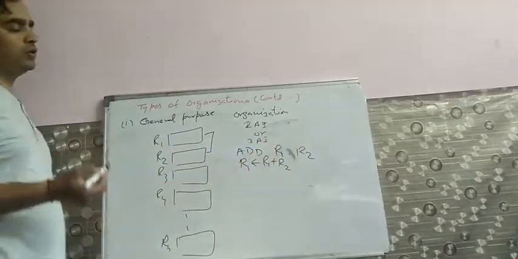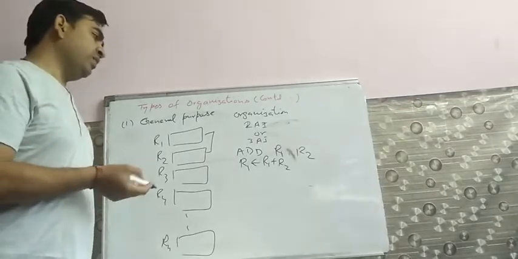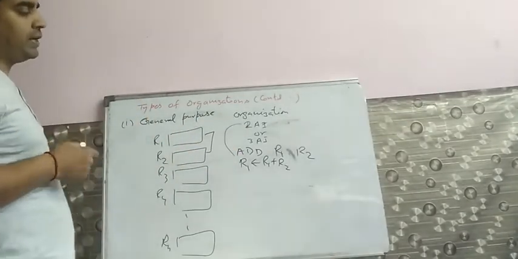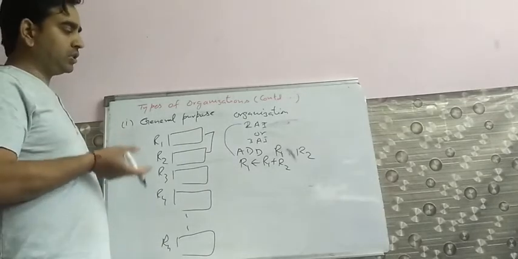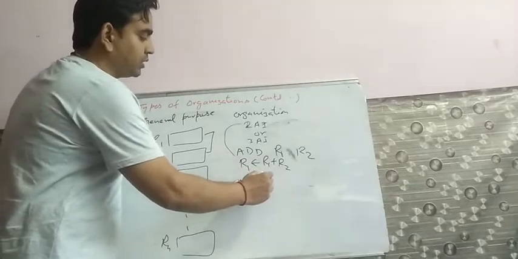Content of R1 plus R2 will be transferred to R1. Again, this is basically a two address instruction. We can have three address instruction in this design also. So three address instructions will look like this.